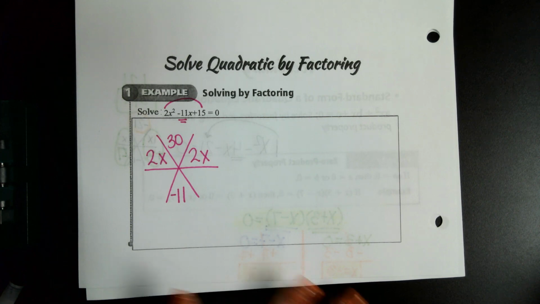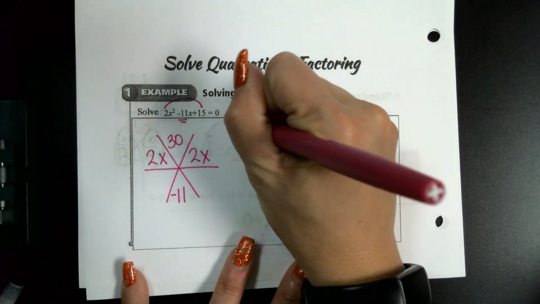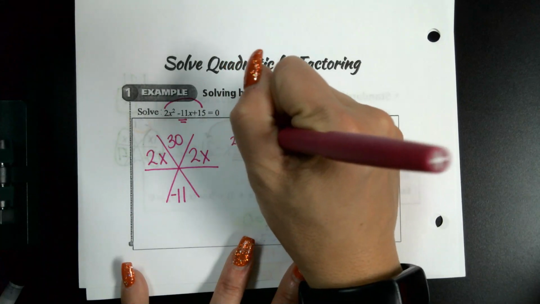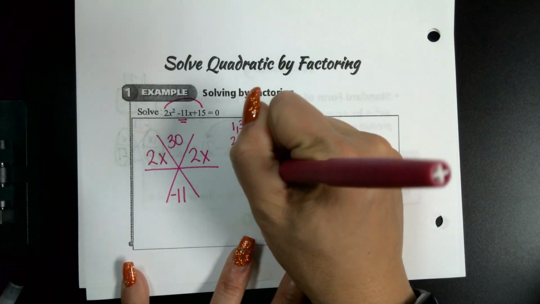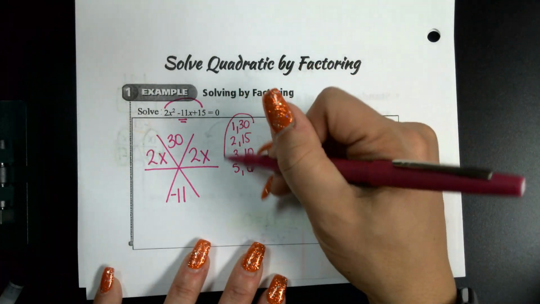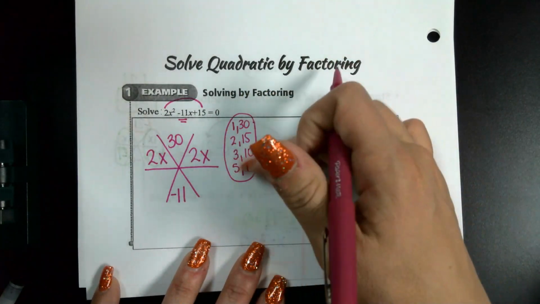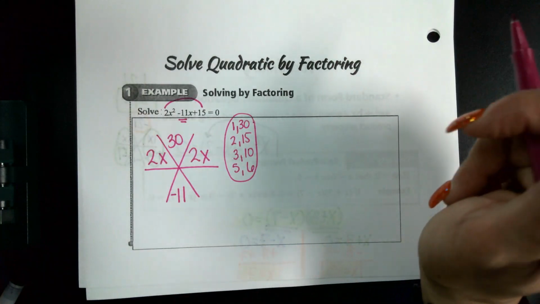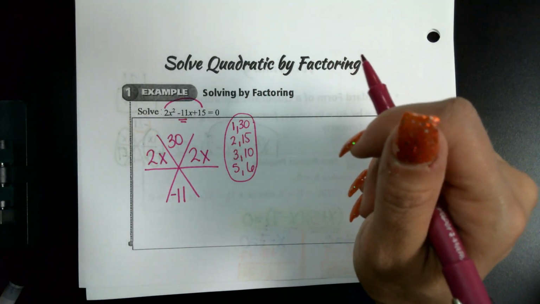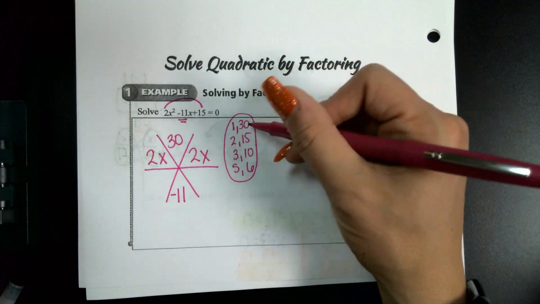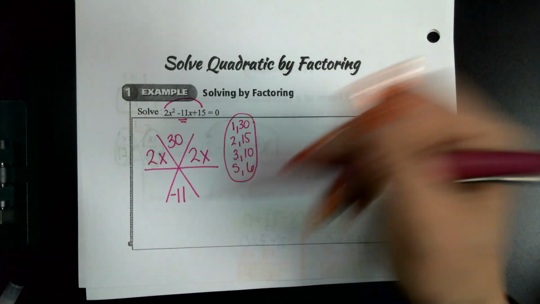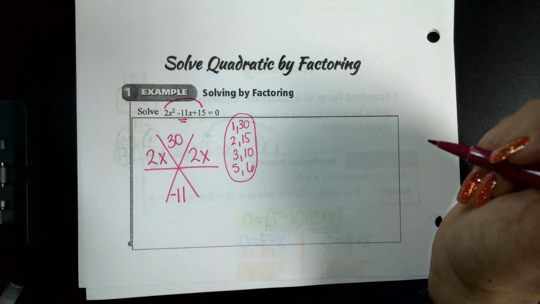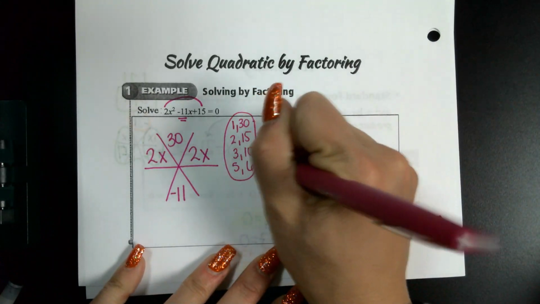So for 30, here are your options. I mean, you guys don't have to write these down on your paper. You're looking at it on your factor sheet. I'm just writing them up here because I don't have my factor sheet. So we've got 1 and 30, 2 and 15, 3 and 10, and 5 and 6. What's the only pair of numbers that will somehow make 11? Okay, so we know it's 5 and 6.